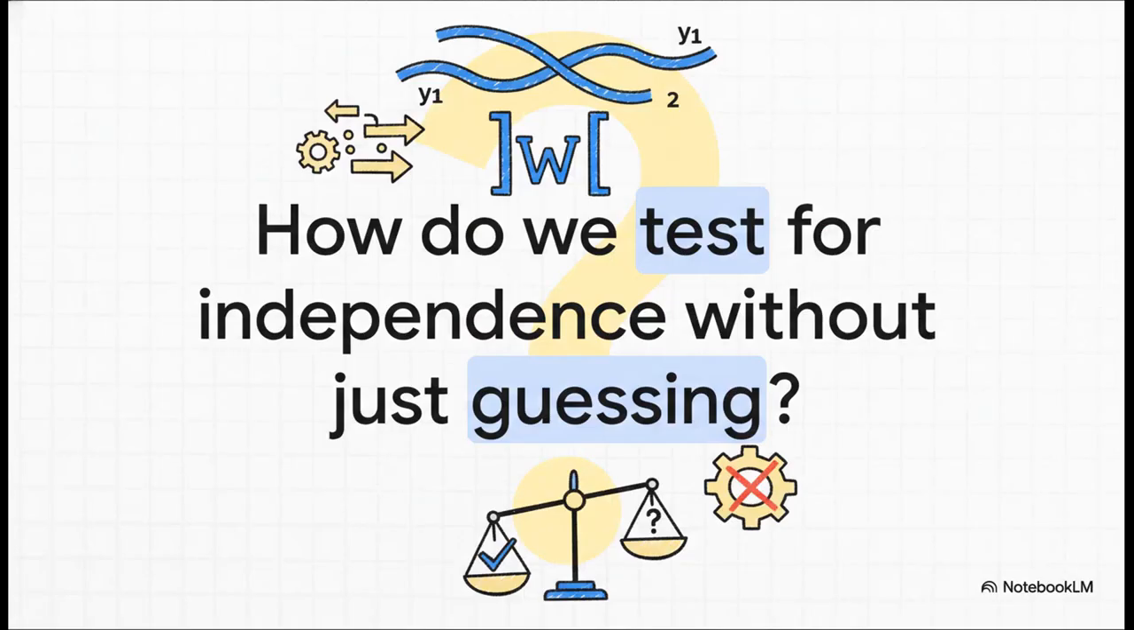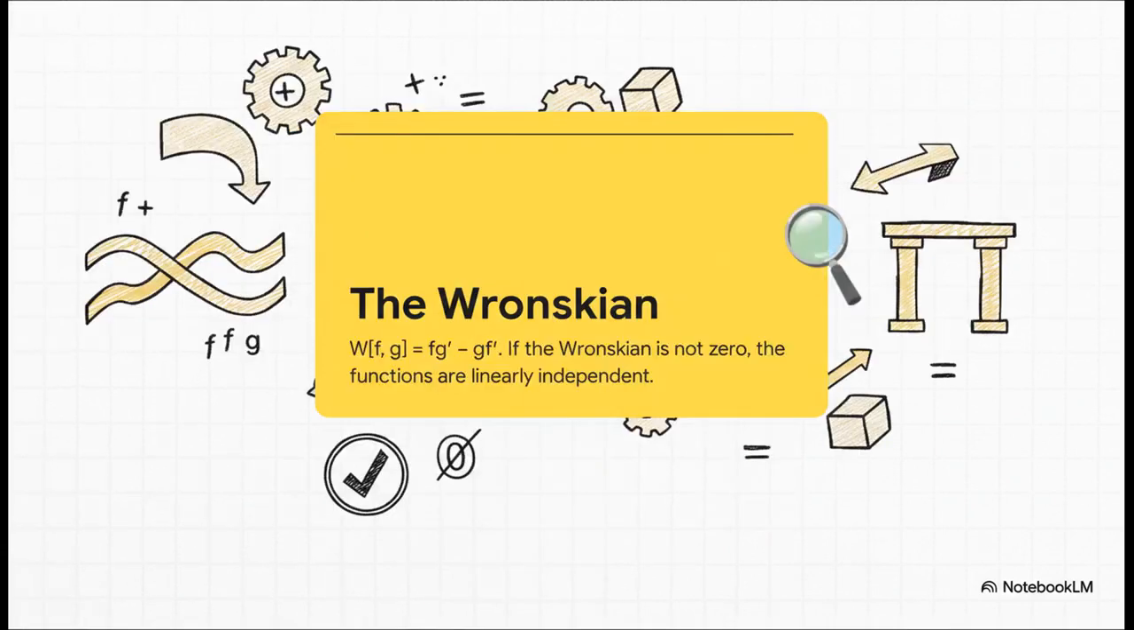Right, that's the million-dollar question. You can't always tell just by looking at two functions if they're truly independent. We need a solid mathematical test, a definitive tool that gives us a clear yes or no. And that tool is called the Wronskian. It might look a little messy, but it's our official quality control test. All you do is take your two functions, f and g, find their derivatives, and plug them into this formula. And the rule is super simple.